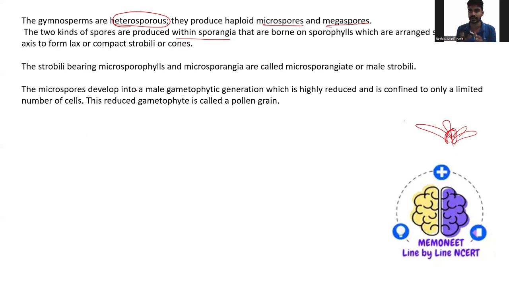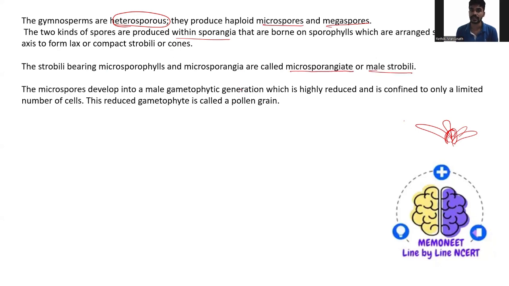Axis, like in the middle of the axis, they will be formed. So they're actually called strobili, or the cones. So this strobilus normally bears microsporophylls as well as microsporangia, right? So where the strobilus is bearing these microsporophylls as well as microsporangia, it is called the microsporangiate, or the male strobilus.